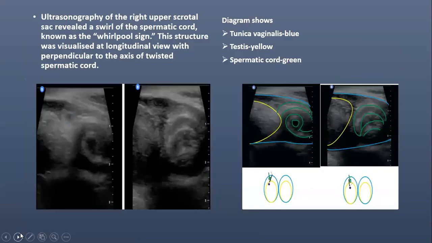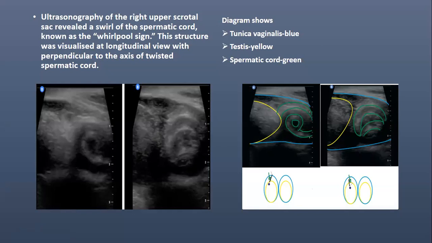So this case presentation, actually I just wanted to show you the whirlpool sign. So you can still see the other slide on the left. You can see that it's a whirlpool sign. And on the right, I show you the tunica vaginalis, which is the blue. You can see it on the outside. And then the yellow is the testis. And then the spermatic cord, which is green. And those are the concentric circles that I said.